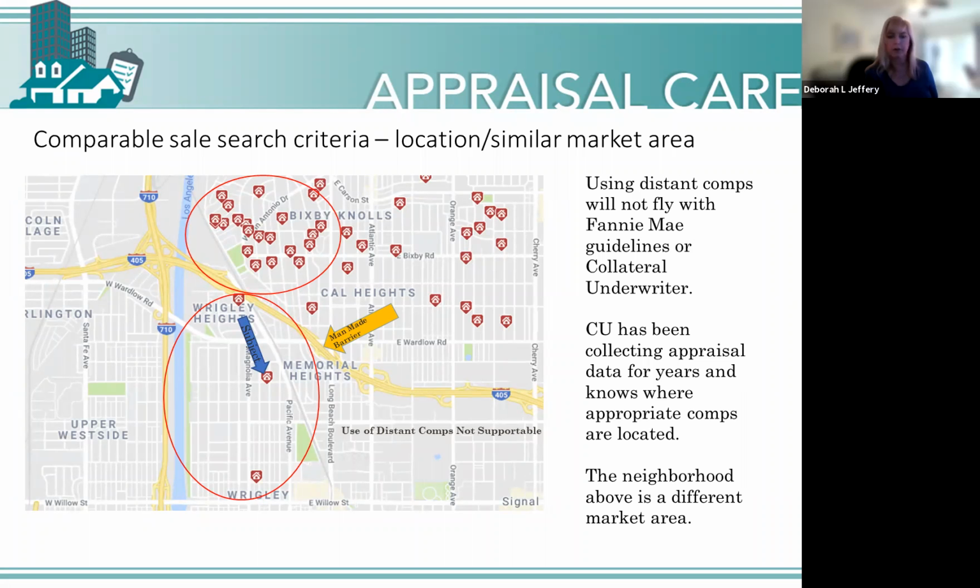There's even a neighborhood over here that has similar type homes to ones down here. And so there are times where I will cross the freeway. But if I have plenty of comps in my immediate area, then there's no need to cross the freeway. We would only want to do that if there's a shortage of comps.